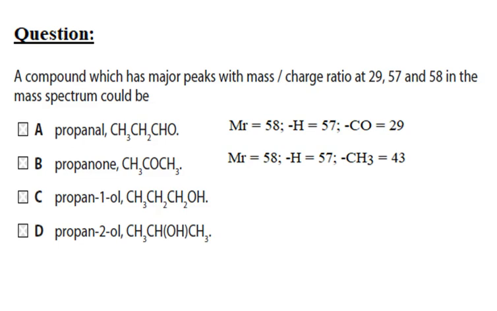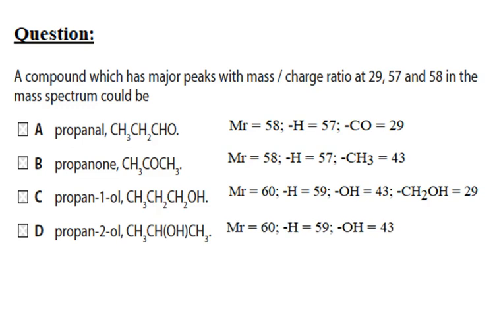The other one, propan-1-ol. Propan-1-ol is an alcohol. Its molecular mass is 60. If I remove one of the hydrogens, it's 59. If I remove the OH, it's 43. If I keep going, it could give me a fragment of 29, but there is no way that it's going to give me a fragment of 57 or 58. Do we understand what's going on?